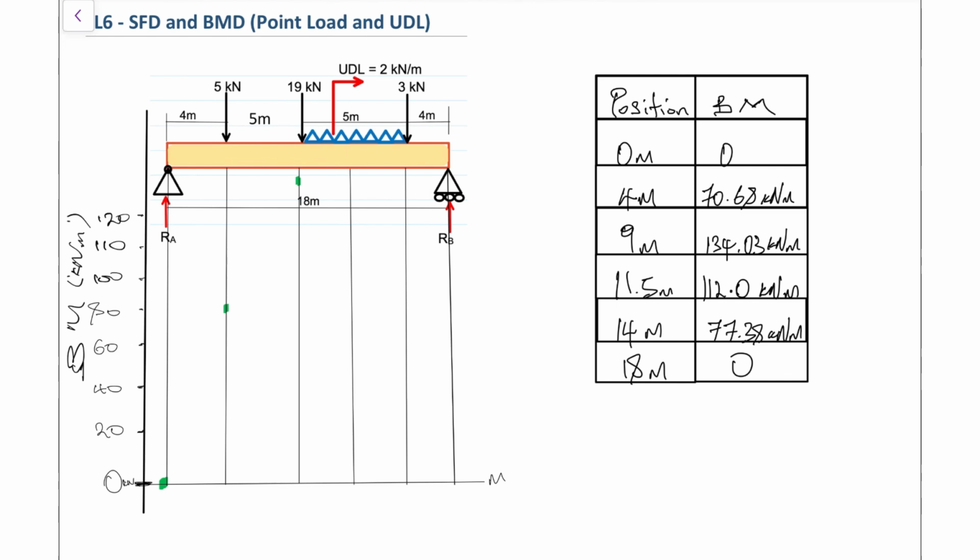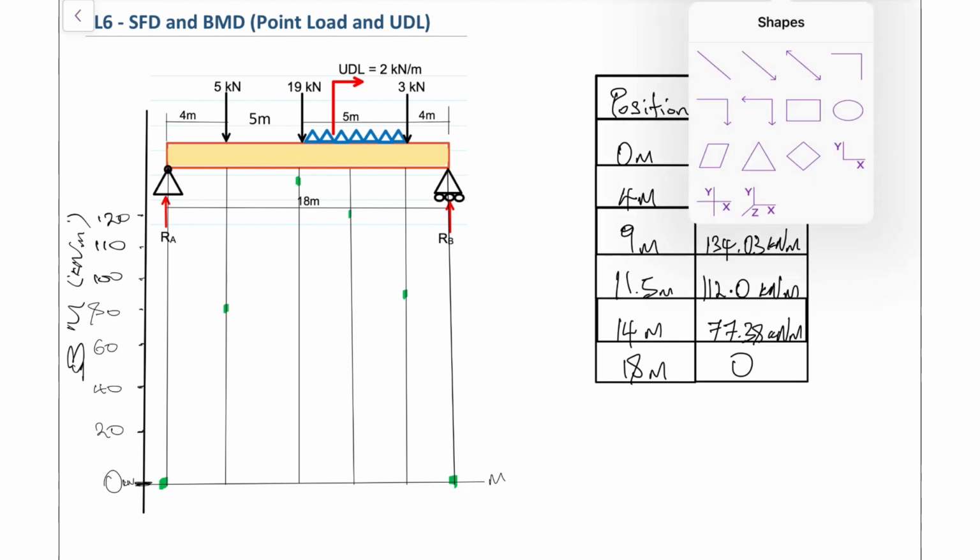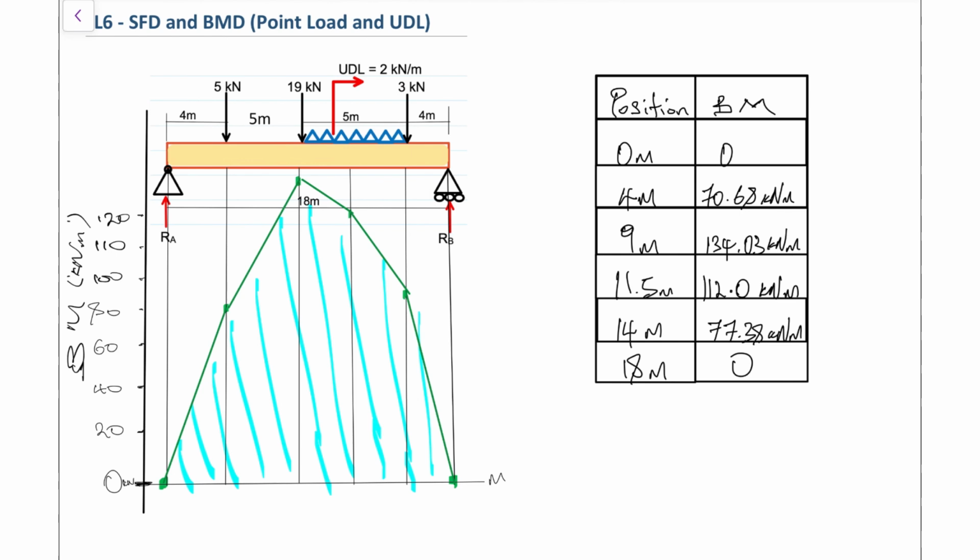So somewhere around here to point 14, which is the end of the UDL. We're going to come back down right here at 14 meters. So at the end of the UDL now, we're going to come back down to 77.38, around there. And then to the end, we come back to 0. And all that's required of us now is just to plot those points using lines. So that's it for the UDL.